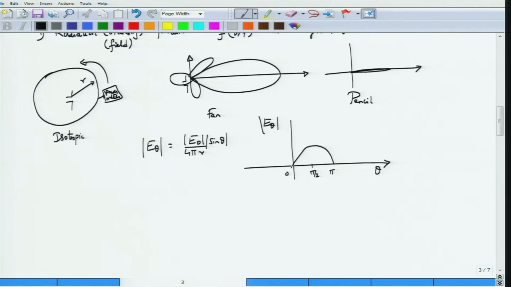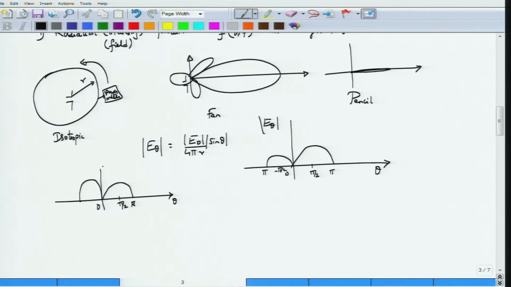You can also go in the other region, from 0 to minus pi by 2 and minus pi. So, this is the magnitude field pattern. What would happen to the power density pattern or the radiation intensity pattern as a function of theta? We know that E theta square will contribute to the power pattern. Therefore, the power pattern will go as sin square theta. It would start at 0, reach its maximum, and again go back to 0 at pi.